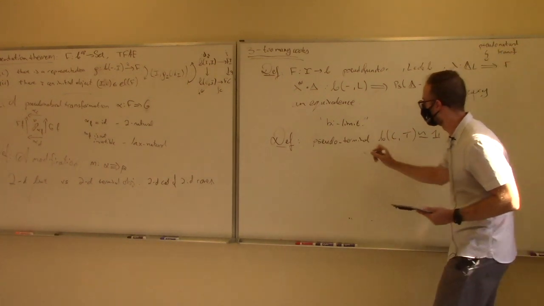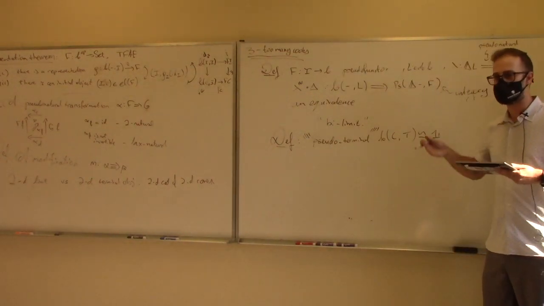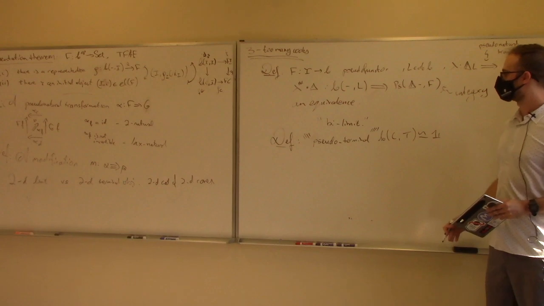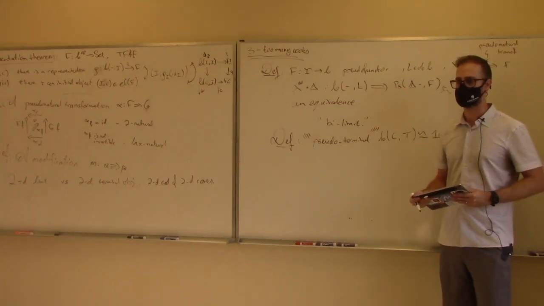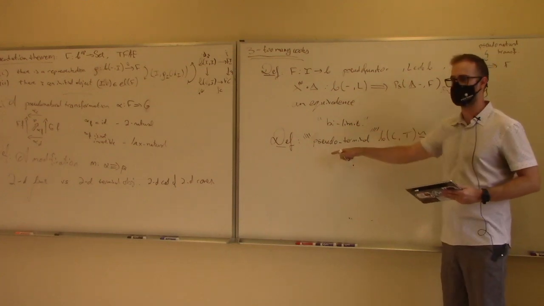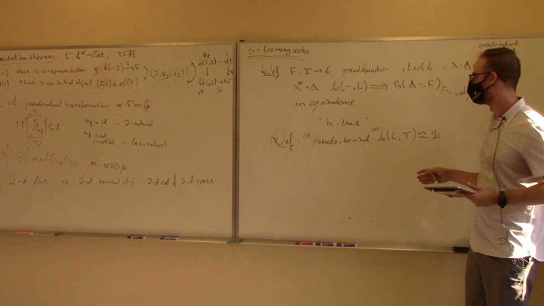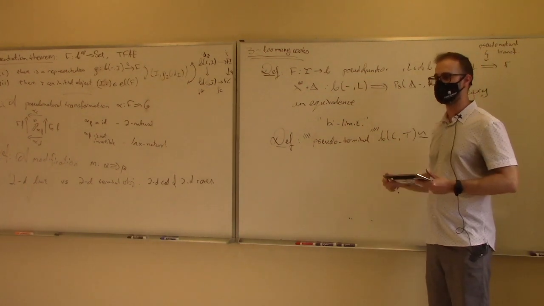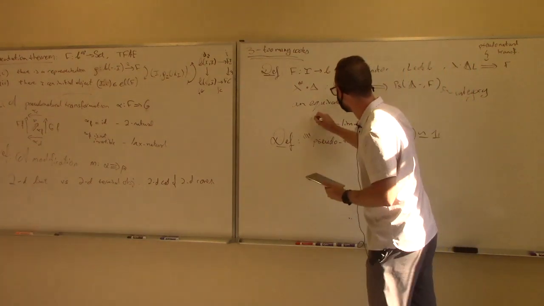But I don't know how many quotation marks to put around this. This isn't well-trodden ground, and there are many choices we could make, but let's just call this pseudo-terminal for the time being, even though I said this is a bilimit. I don't want to call this biterminal. Right, I don't know which way around to do this.